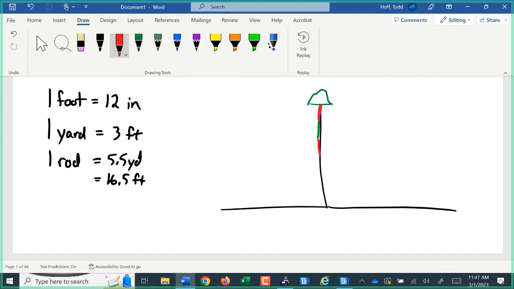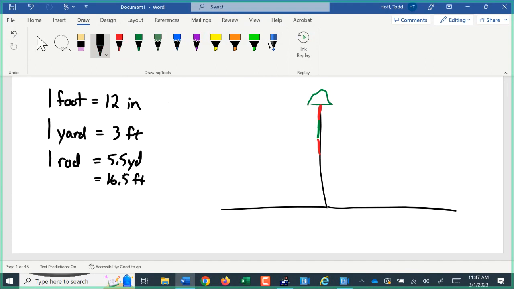And to this day, if you look at surveys for land, most surveys are done in rods and another unit called a chain, which is 66 feet, 4 rods. That's how land was laid out. That's how the official description of land is still done.